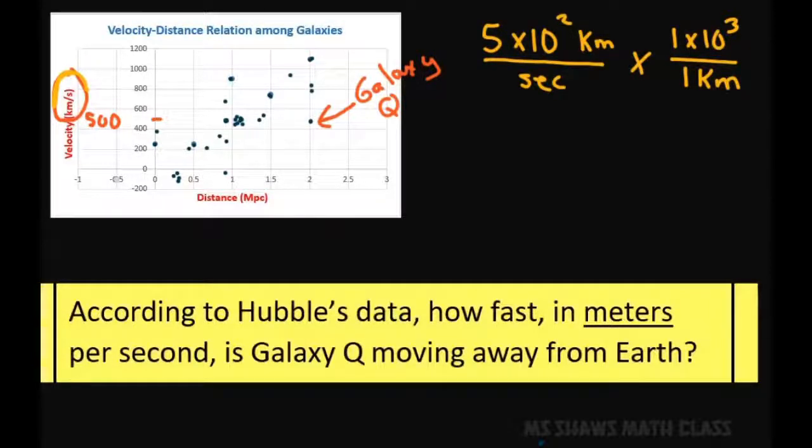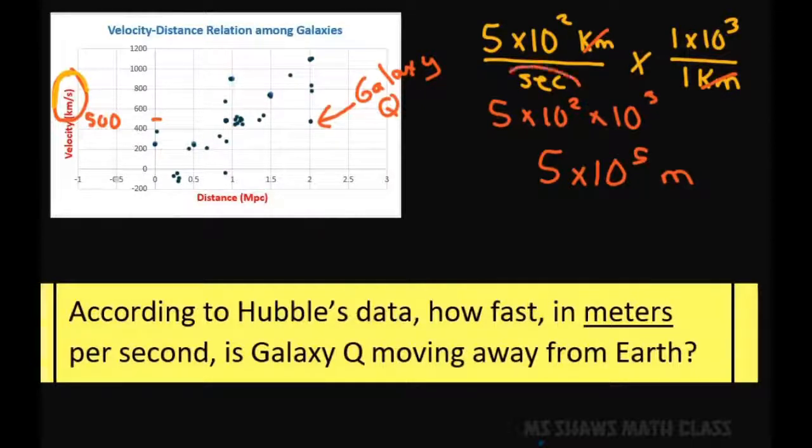All right. So now we can cross this out, and when we combine this, we have 5 times 10 squared times 10 cubed, and that's going to equal 5 times 10 to the 5th, and that's meters now, and it's still per second. So you still have your meters here, and then we still have the per second.